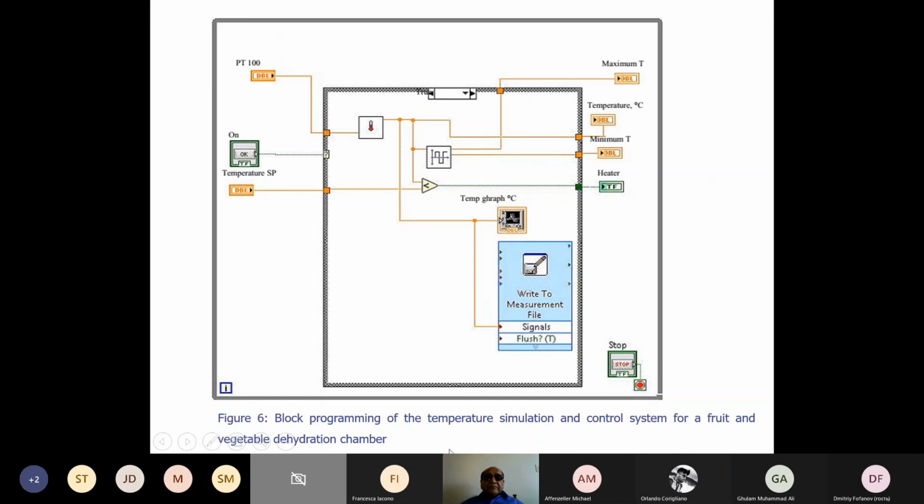Results. PT100, temperature set points, temperature graph, writing to Excel, while loop. Maximum temperature, minimum temperature, normal temperature.